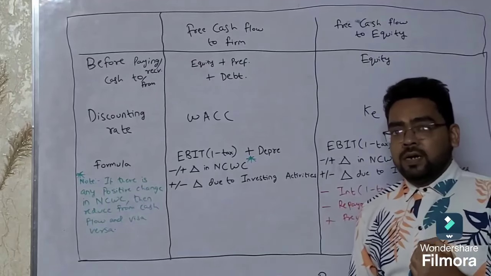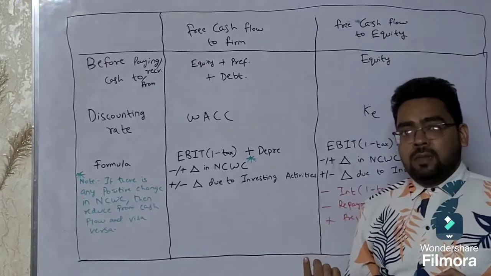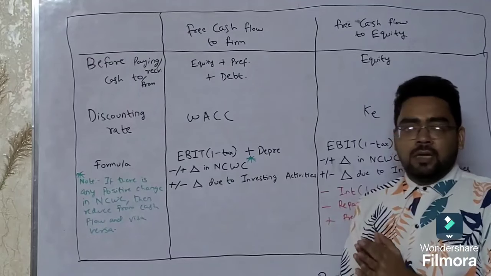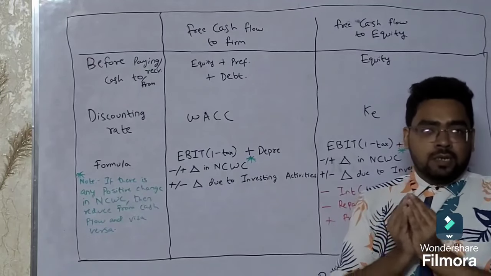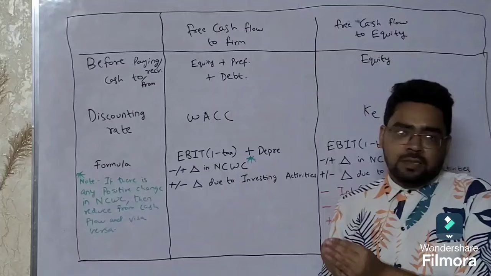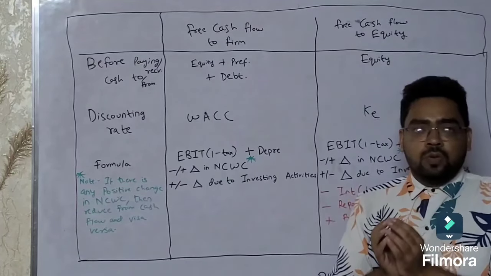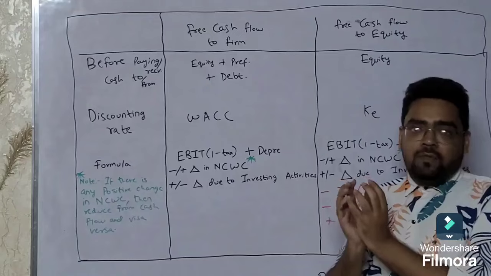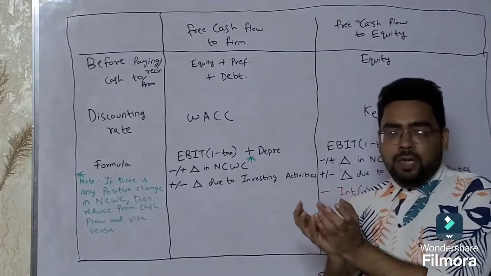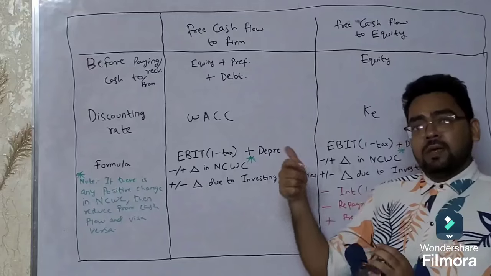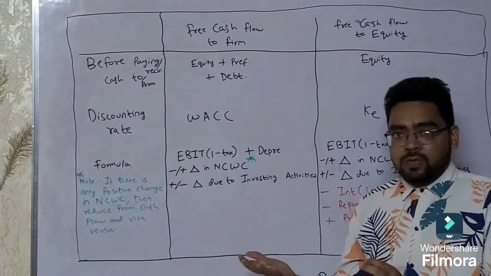From there, first we will add if there is any negative change in non-cash working capital, and we will deduct if there is any positive change in non-cash working capital. Example, say the company's stock has increased or the company's debtors has increased in comparison to last year, so the cash available would have been blocked in stock or debtors. So we will reduce if there is any positive change.